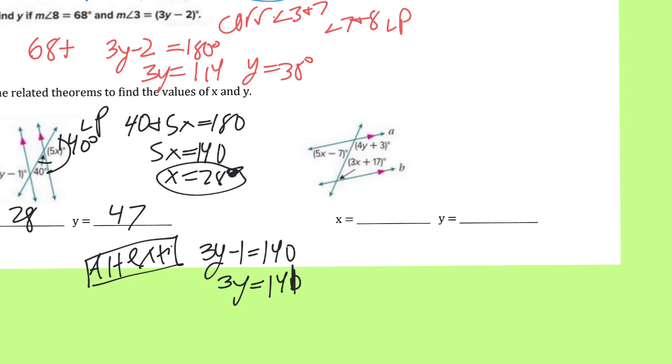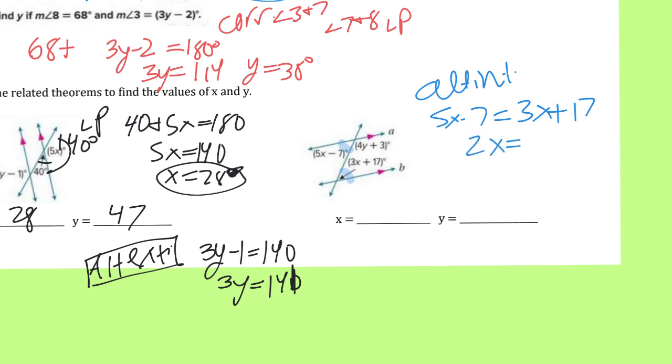So let's see if we could use alternate interior angles here. If we did 5x minus 7 equals 3x plus 17, we would be ready to go. Alternate interior angles are congruent to each other, so that would be 5x minus 7 equals 3x plus 17. Subtract 3x from both sides, you get 2x. Then I'm going to add 7 to both sides, and you get 24. So x is equal to 12.